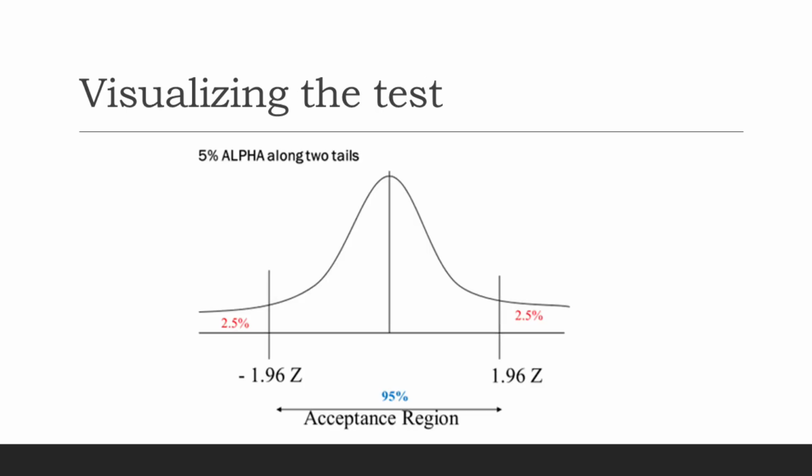Visualizing the test. If alpha is 5%, and we're talking about two extreme events on each side, or two tails, then we divide alpha by 2 and cut 2.5% on both sides. The acceptance region becomes 95%, and this is roughly 1.96 standard deviations to the left and right of the mean. And if the computed statistic falls within this acceptance region, then we accept H null, but otherwise we reject it.